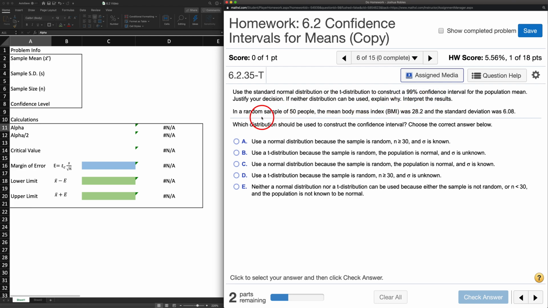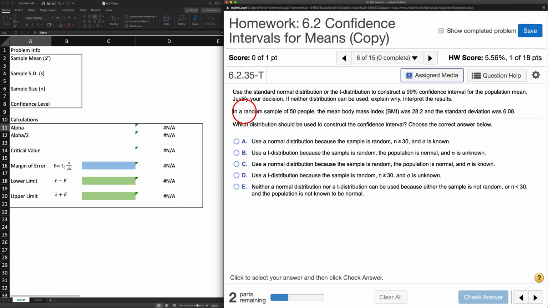So we are given that there was a random sample of 50 people, and they were measuring BMI. The mean BMI for those 50 people, so for the sample, was 28.2, and the standard deviation was 6.08. So first, let's verify why this is a t-distribution. For condition number one, for checking the distributions, we need to make sure this was a random sample. That's just that they told us it's a random sample, and we don't have any other way to verify that. If that wasn't true, it'd be hard to continue.